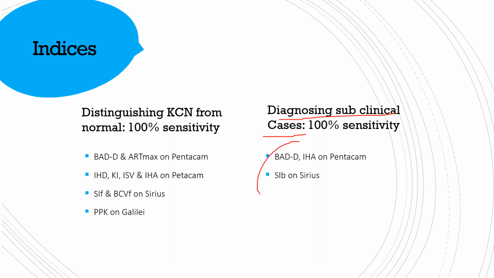Only the BAD-D and SLB, BAD-D on the pentacam and SLB on the cirrus, they have got 100% sensitivity for distinguishing subclinical cases. So indices are very important.